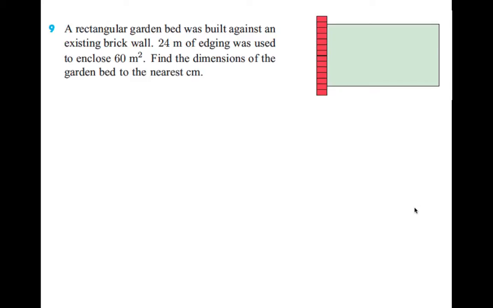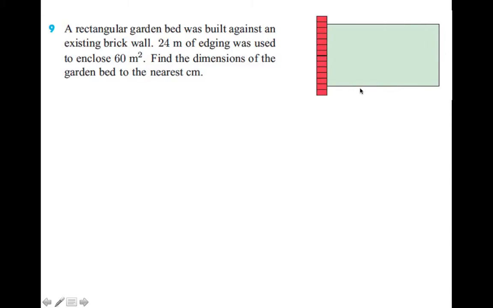First problem, number 9. It says a rectangular garden bed was built against an existing brick wall. So here's the wall. 24 meters of edging was used to enclose 60 meters squared. What does that mean? Edging is kind of like the mini wall you put along the side of a garden. So here's where you build a little mini wall to capture your garden. And enclose just means to close in, right?